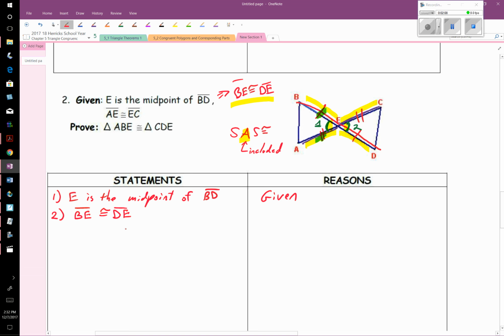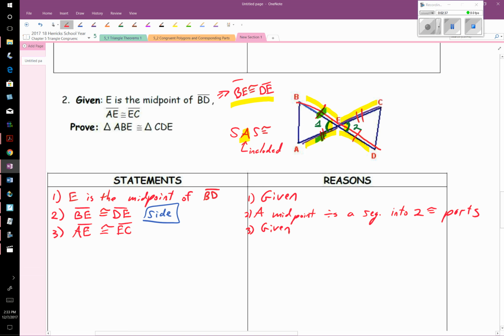And again, this is one of the sides I need, right? So I'm going to write side. And the reason is a midpoint divides a segment into two congruent parts. All right, let's move on. 3, the other given, AE is congruent to EC, and this is also given, and it's also one of the sides I need.